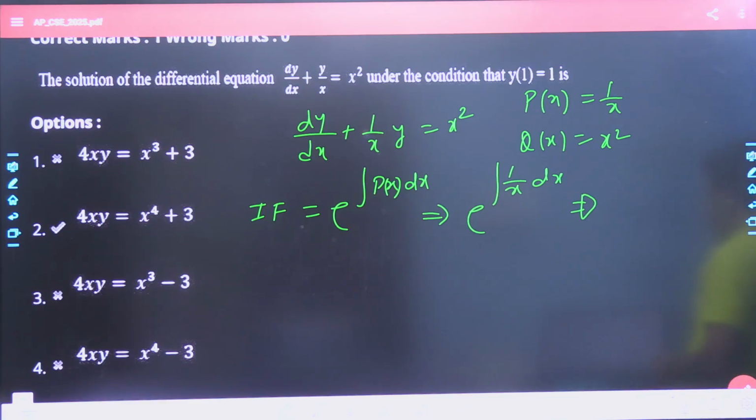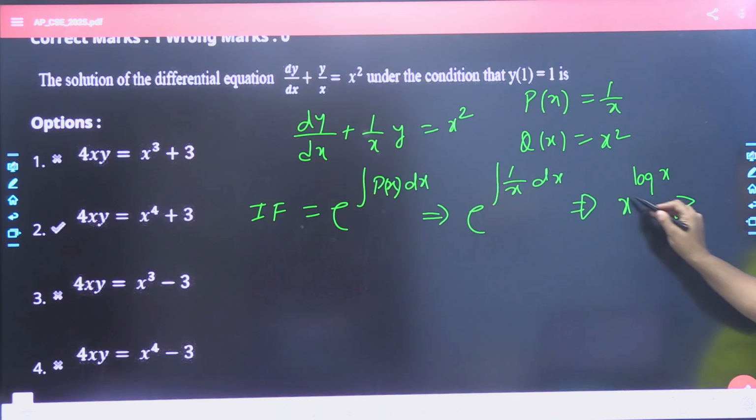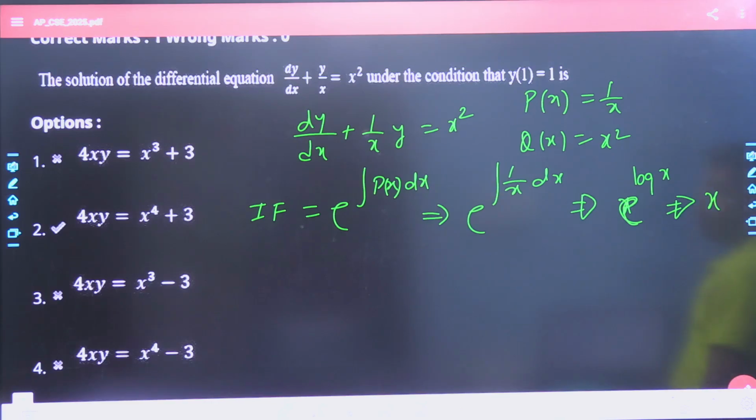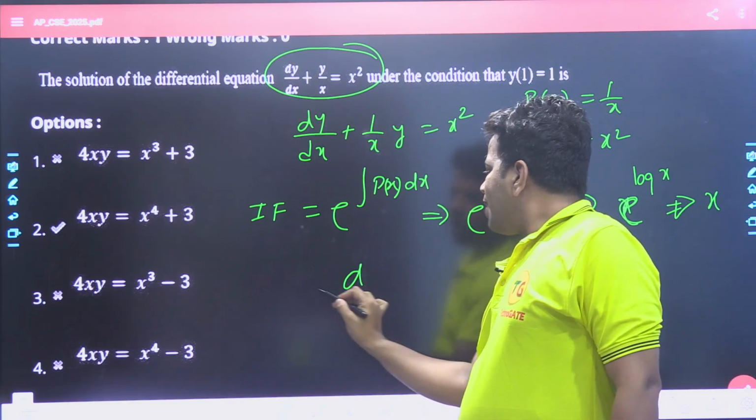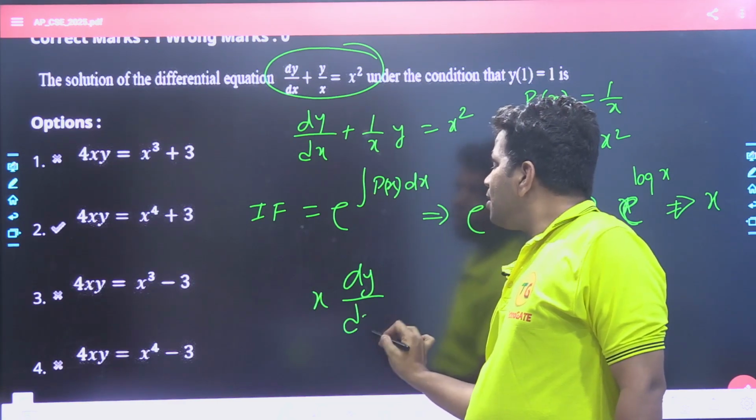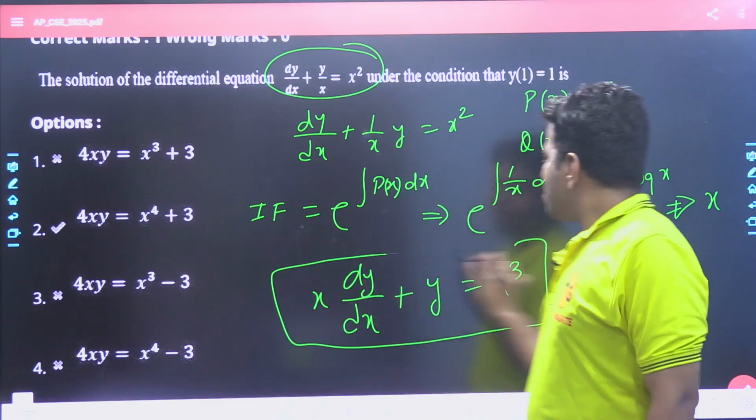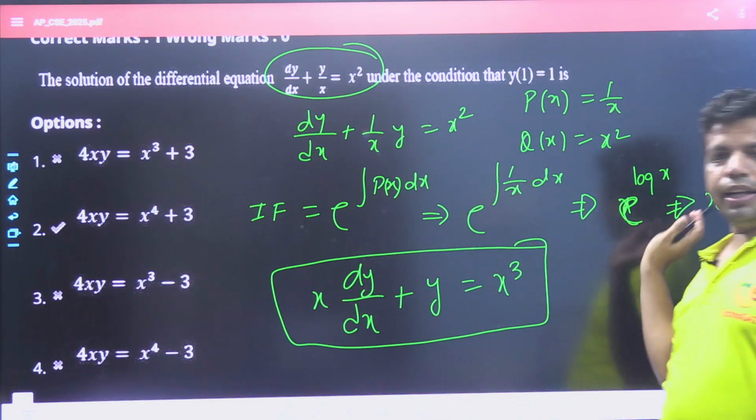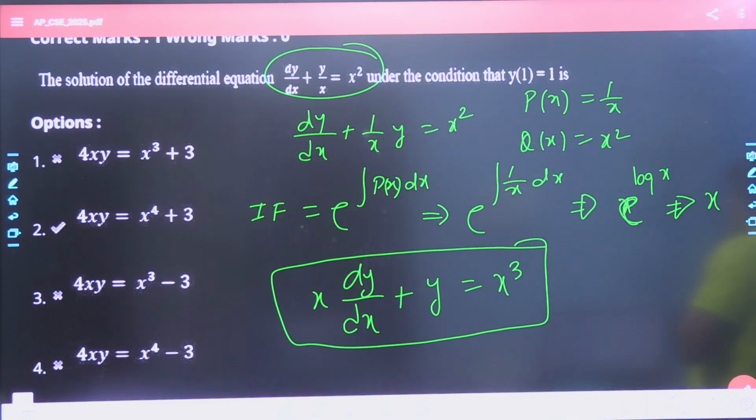Now the integration of 1 by x is simply log x. So e to the power log x becomes x only. So the integrating factor is simply x. Now just multiply by the integrating factor in this particular equation. So x dy by dx plus y equals x cube. I am just multiplying by the integrating factor x, so that would be your equation.